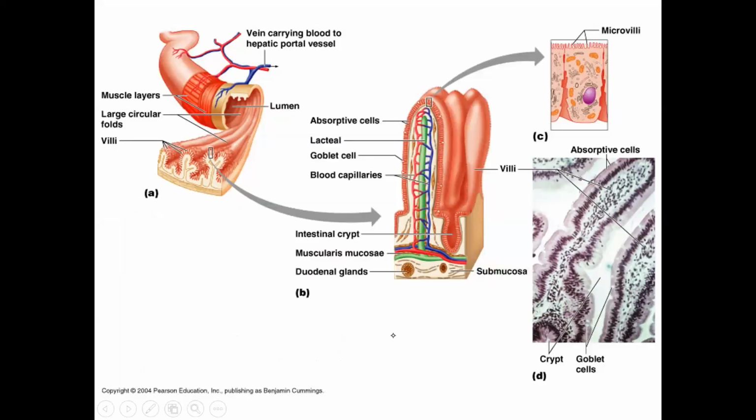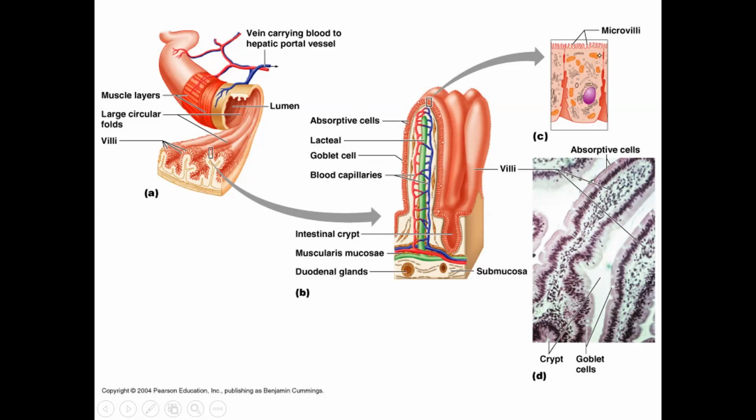Are you following me? Okay, so if you see this folding right here, each fold on the surface gives you a structure like this. It's called a villi. In each villi, you're going to have blood vessels and the lacteal, which is the lymphatic capillaries: blood capillaries and the lymphatic capillaries. And then if you enlarge these lining cells, you're going to see something like this.